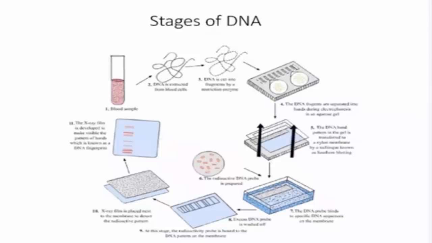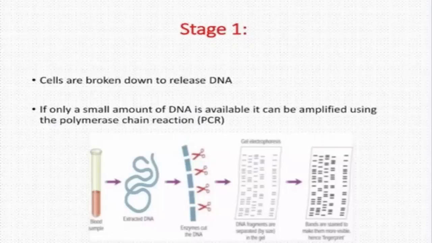Stage 1. Cells are broken down to release DNA. If only a small amount of DNA is available, it can be amplified using the polymerase chain reaction, which is known as PCR.